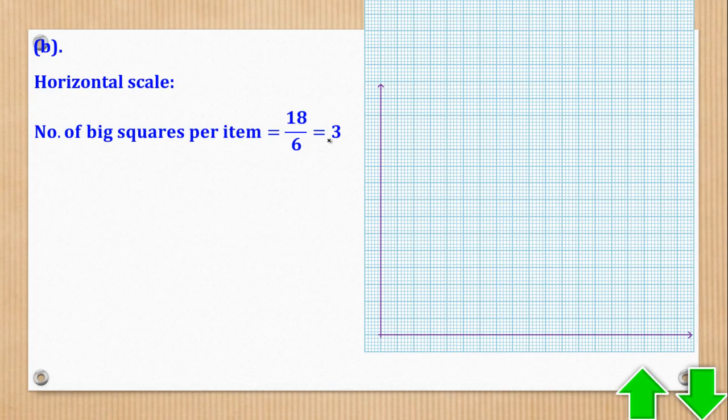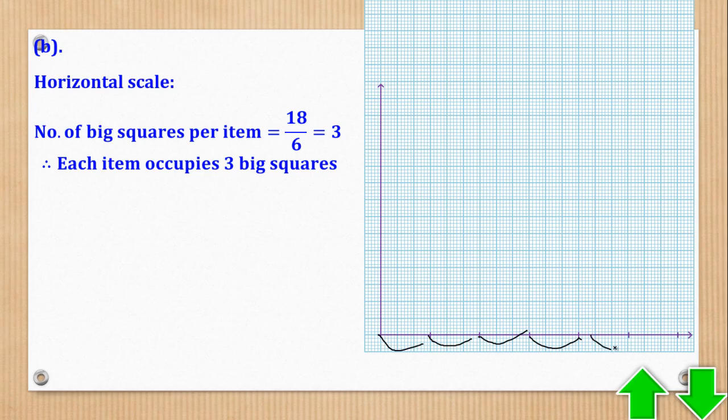Now, this 3 means each item will take 3 big squares. So I'll come and divide into 3, taking intervals of 3 big squares. This one item, item 2, item 3, item 4, item 5, item 6. So how we get a scale for the bar graph is somewhat different from what you have been knowing.